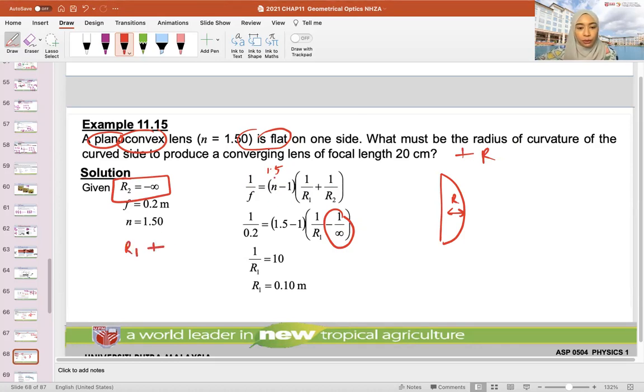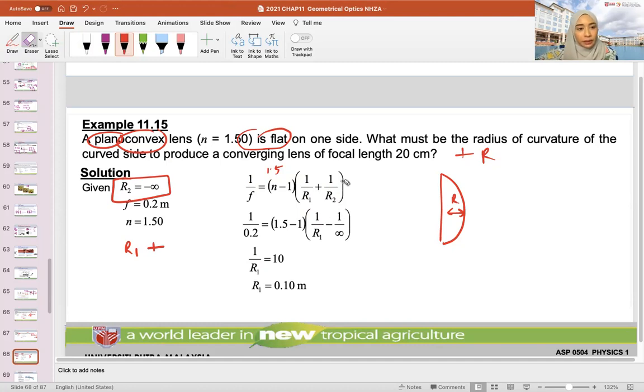So 1 over F, 1.5 minus 1, 1 over R1 plus or minus 1 over infinity. This would give us 0. So 1 over R1. If it's plus, it's the same anyway, right? Why does it have to be negative? I don't know about this one. But flat is indeed infinity. Why it is negative, I'm not sure.